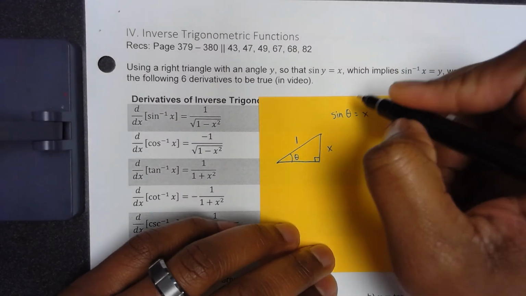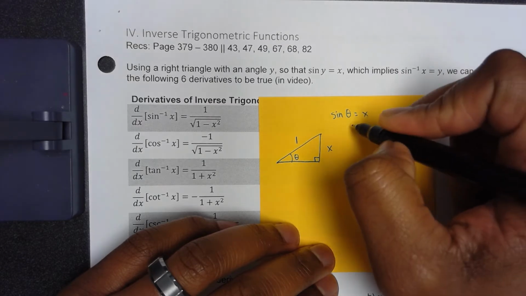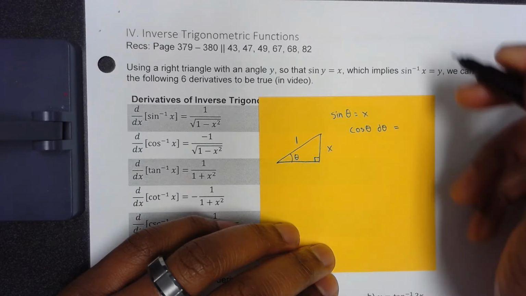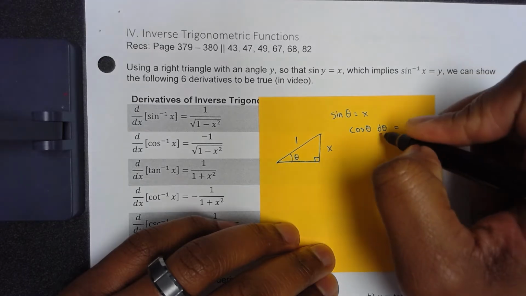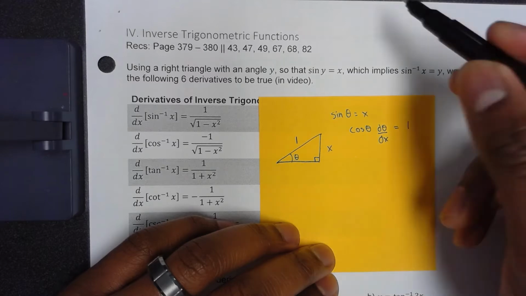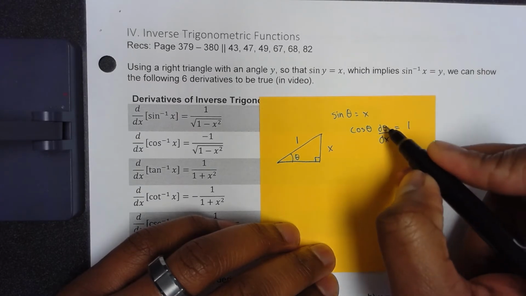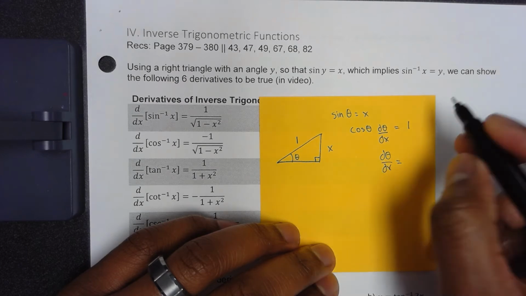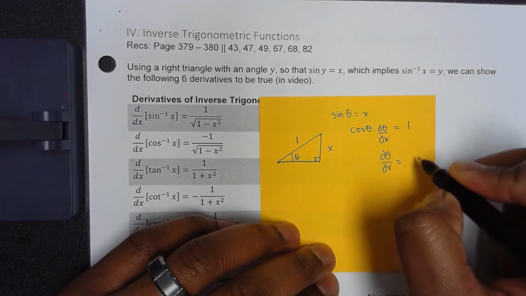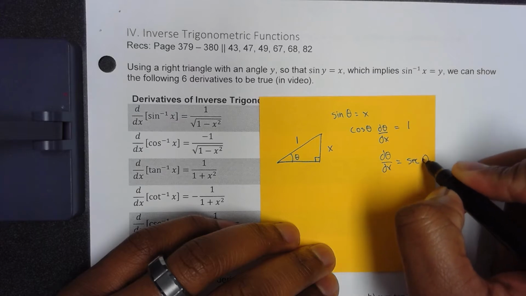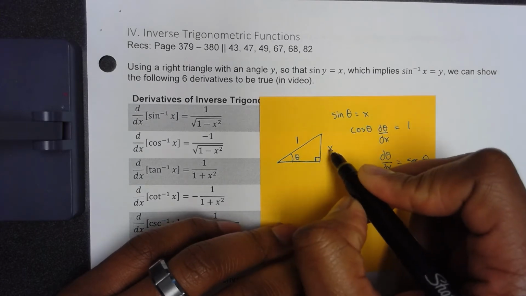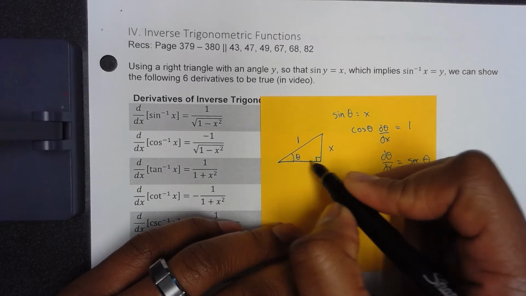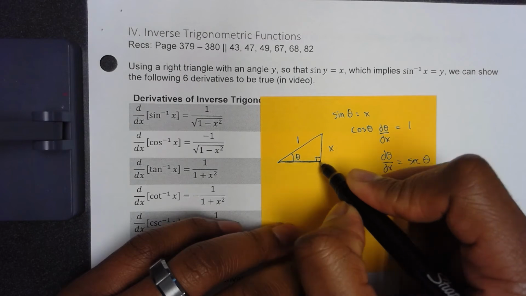And if we were to differentiate both sides, we would get cosine theta d theta equals 1, or d theta dx. So if we solve for d theta over dx, we would get 1 over cosine, which is secant theta. Secant is hypotenuse over adjacent. The problem is we don't know what this side is.